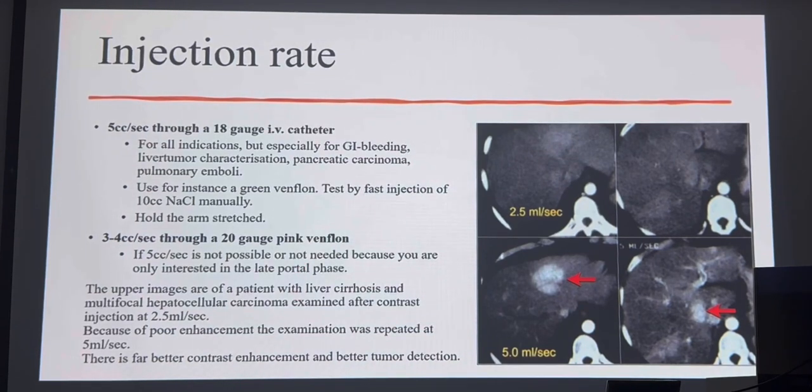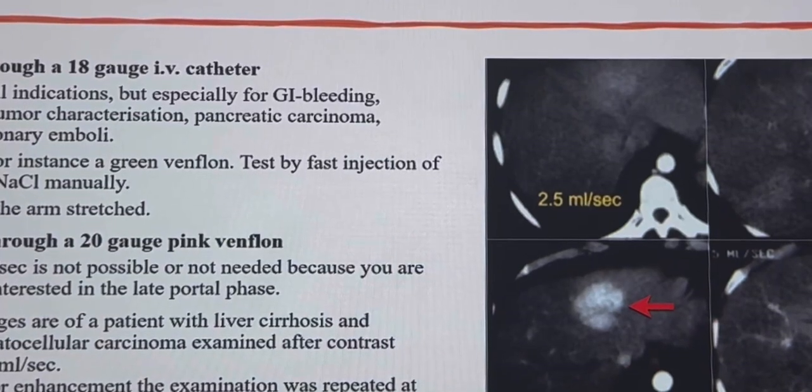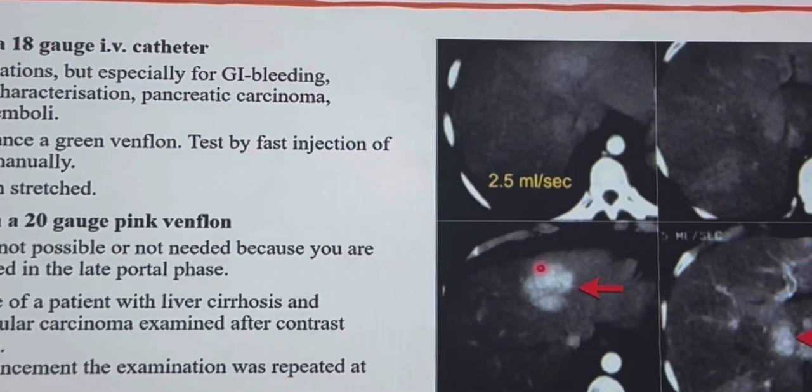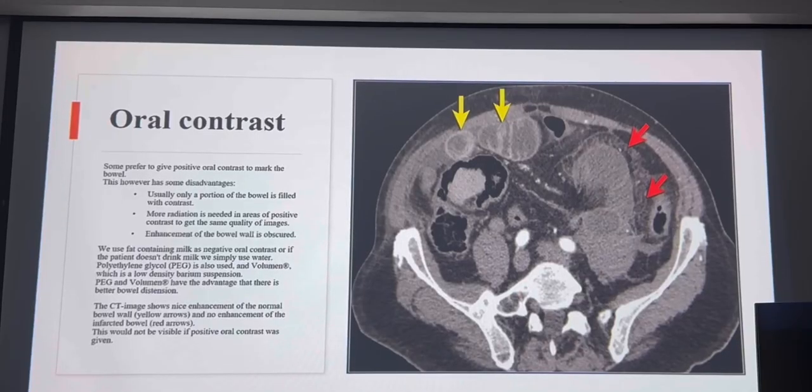I want to make it clear. In this case, look, with a 2.5 milliliter per second injection flow rate, you hardly see anything in the liver. If you do it with 5 mL per second, you can easily detect this hypervascular lesion in the liver. Oral contrast, I will not focus on too much, and we will comment later on.